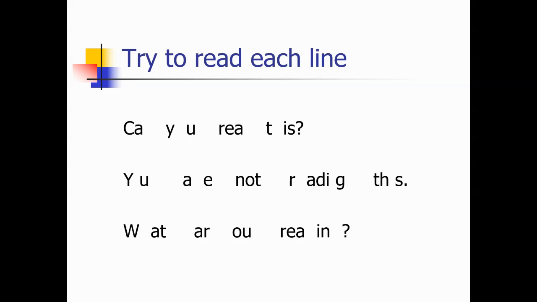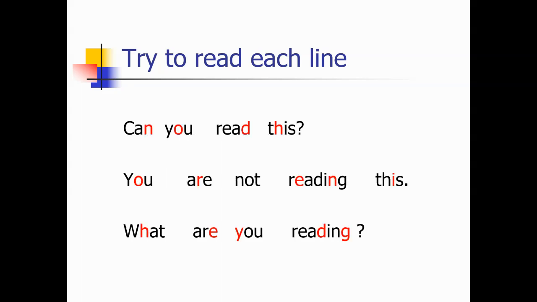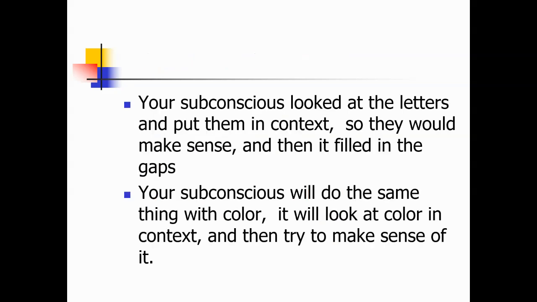How does it work? How are you able to figure out what that says? It just seems so random. And the reason is that your subconscious fills in the gaps. It looks at the context of the letters and it figures it out. CA usually appears in that context followed by the letter N, so it fills in the gaps. When it sees a Y and a gap and a U, more often than not, there's an O in there. Your subconscious looked at the letters and put them into context so that they would make sense.